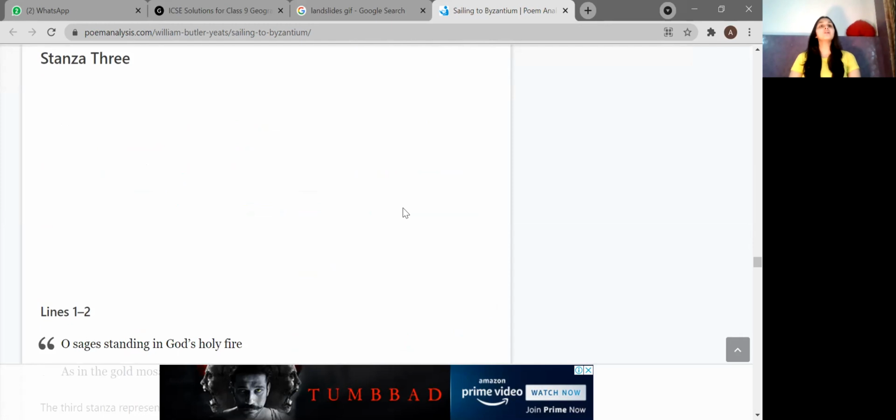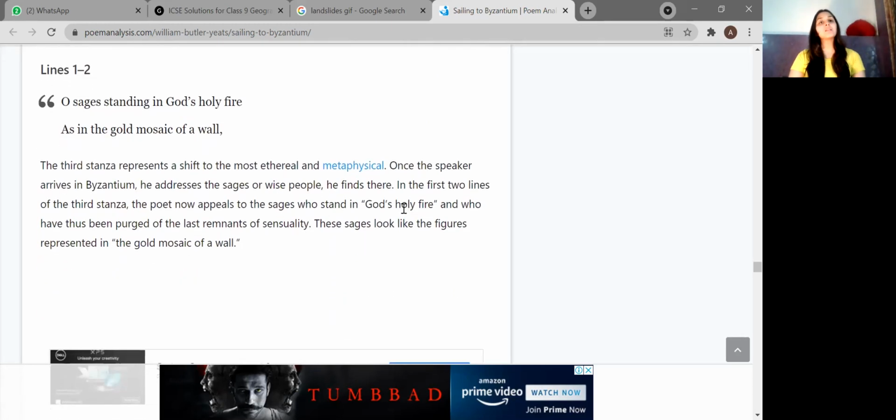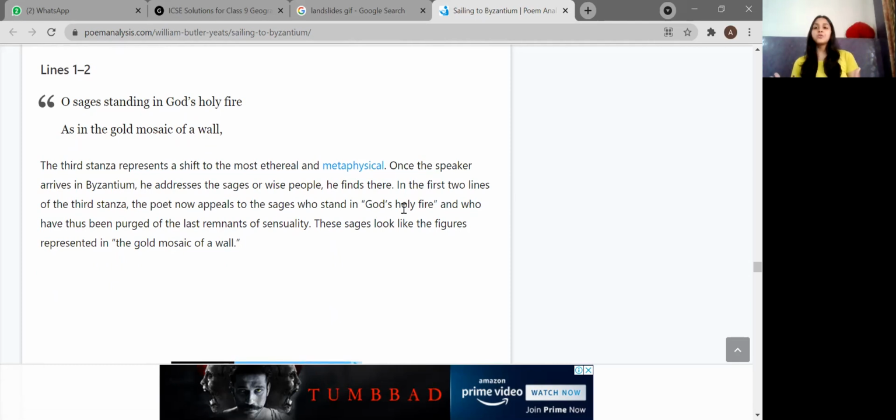And then we are going to move ahead to stanza number 3, where we start with lines 1 and 2: "O sages standing in God's holy fire, as in the gold mosaic of a wall." The third stanza represents a shift to the most ethereal and metaphysical. Once the speaker arrives in Byzantium, he addresses the sages or wise people he finds there. Like we've already seen, why is he traveling there? Because he does not like the atmosphere of Ireland, because it is full of physical joy and sensual activities, and it's not good for old people. Therefore he has moved to a holy place, Byzantium, and he's writing a poem on it, and he finds very good and wise people here.